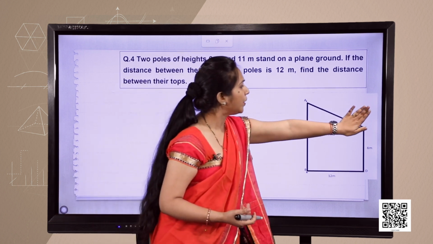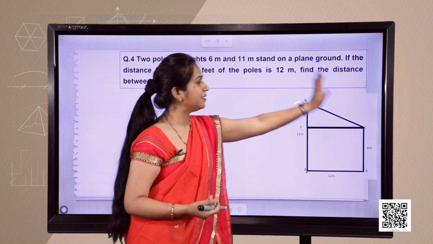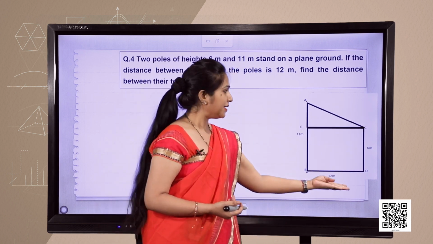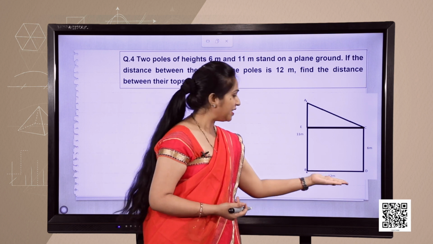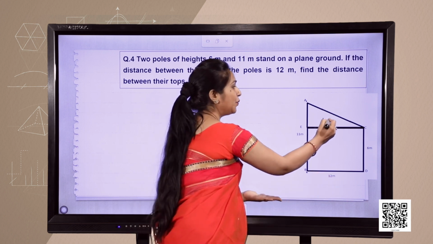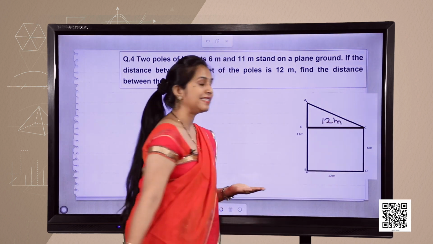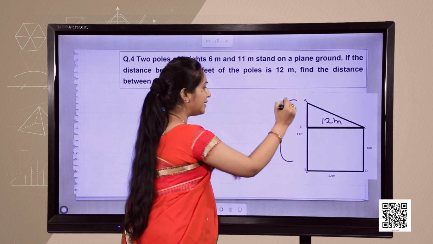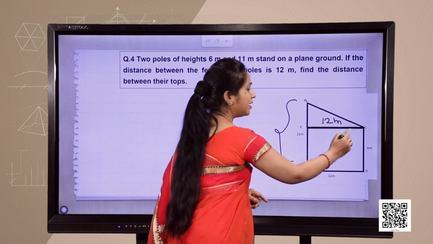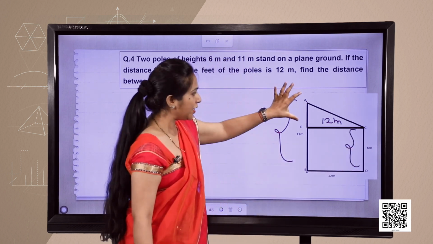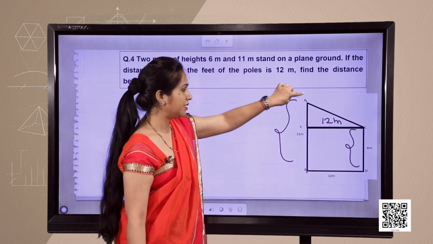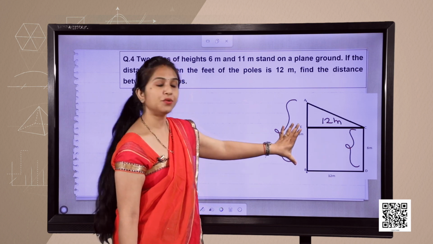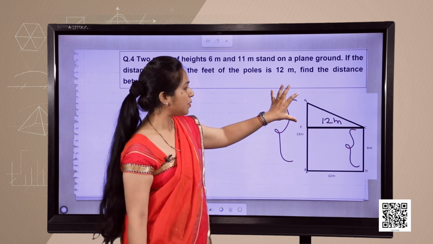So children, how are we going to calculate this? We will see the diagram only. See, these two lines are parallel. So if this is 12, this will also be 12 meter only, that is EC will also be equal to 12. And if this whole length is 11 meter and from here to here it is 6 meter, what can you say about AE?